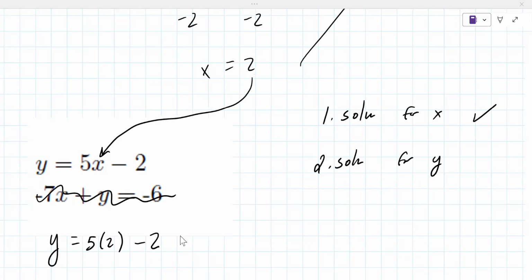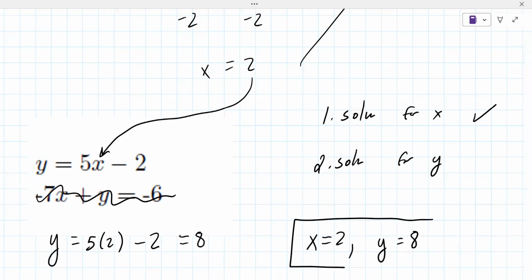Very good. So what that means is that x is 2 and y is equal to 8. And that's how you present your final answer. They have to both be there. It's not good enough to just have one. You have to have both there.